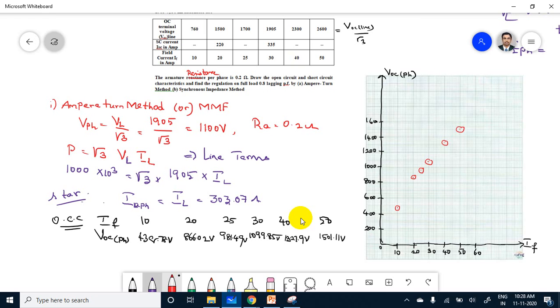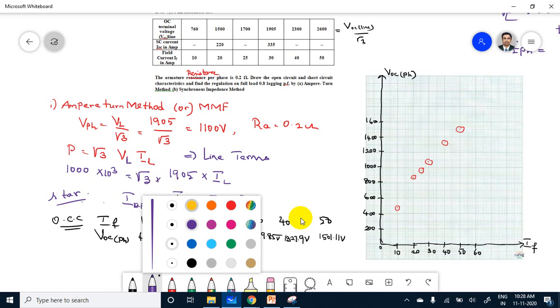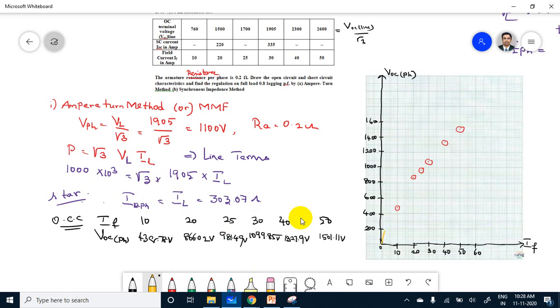Okay, now join the points. I'm using yellow color to join this line. Don't use a scale, please use only a pencil. It should be curved. Okay, so this line will be the open circuit characteristics.